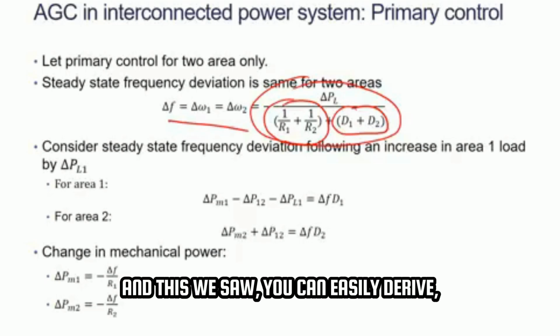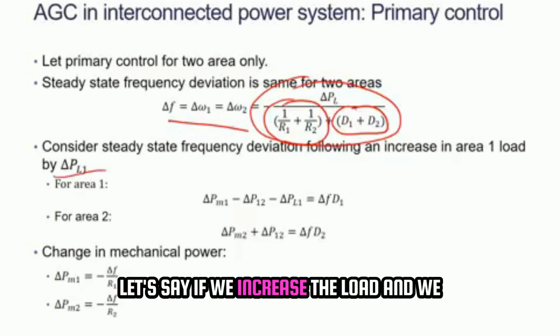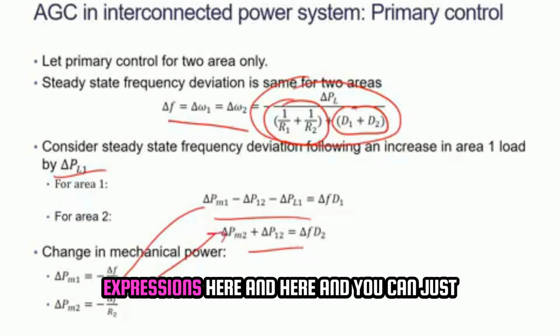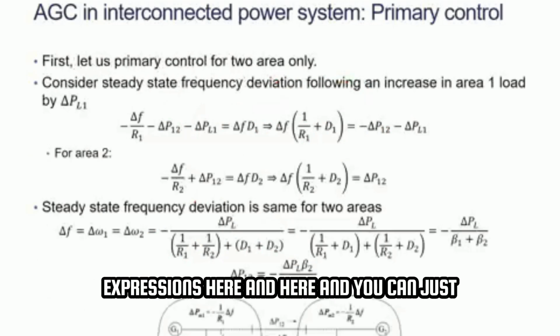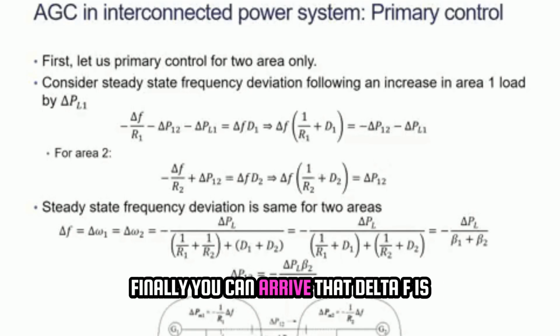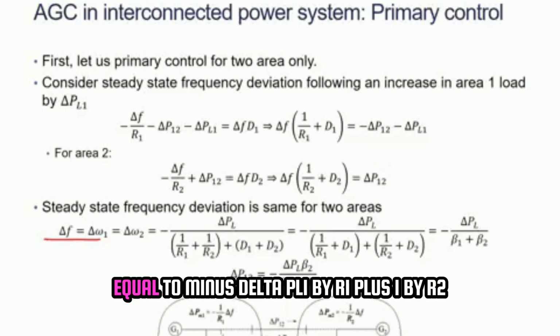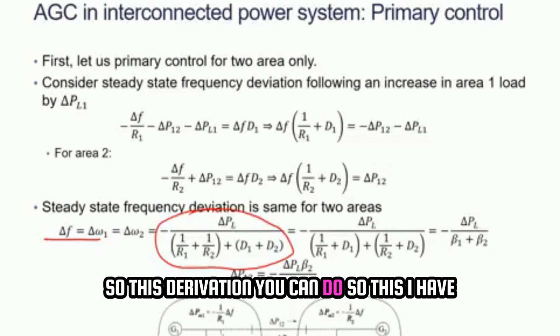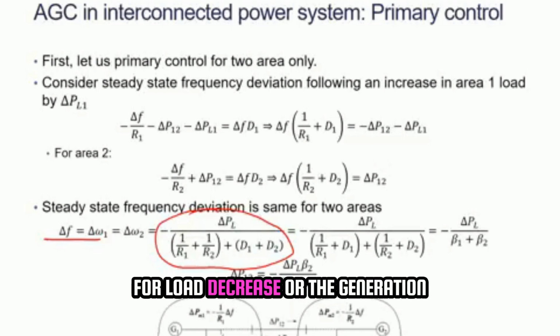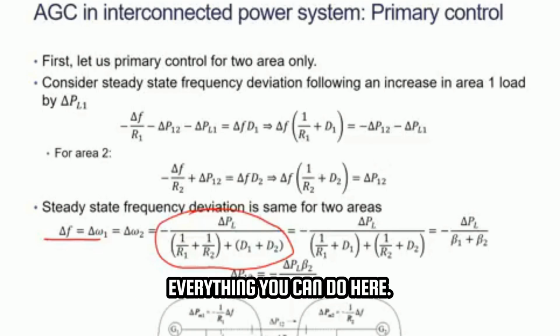You can easily derive this. If we increase the load, and we did all these expressions, you can put these expressions together, do the mathematical juggling, and finally arrive at delta F equal to minus delta PL divided by (1/R1 plus 1/R2 plus D1 plus D2). I have shown this derivation for a load increase. You can do the same derivation for a load decrease, or a generation increase or decrease. Everything you can do here.